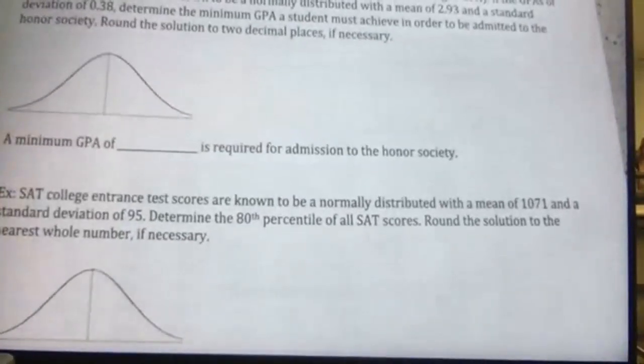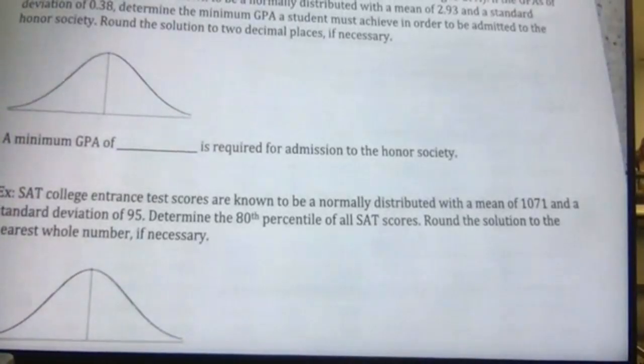All right, last page. It says an honor society on campus only accepts the top 11% of students according to GPA. If the GPAs of all students on campus are known to be normally distributed with a mean of 2.93 and a standard deviation of 0.38, determine the minimum GPA that a student must achieve in order to be admitted into the honor society. Again, same thing we've been doing, it just words it weird.